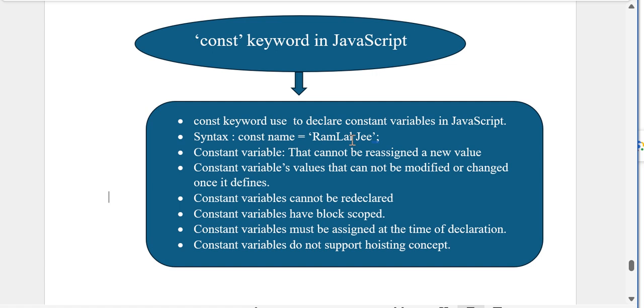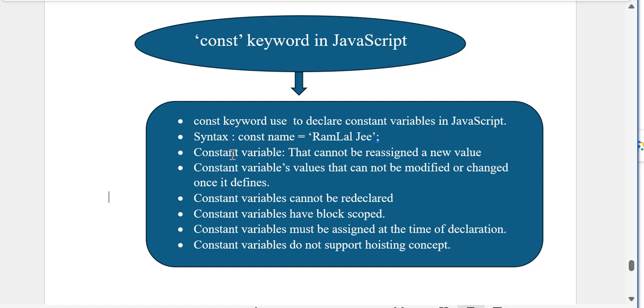And what type of variable is name? It is a constant type of variable that we are going to define. So we have already defined here const name is equal to Ramlalji, so you can understand. That is the syntax we use to define a variable with the const keyword, and we will use it once we run the live program.